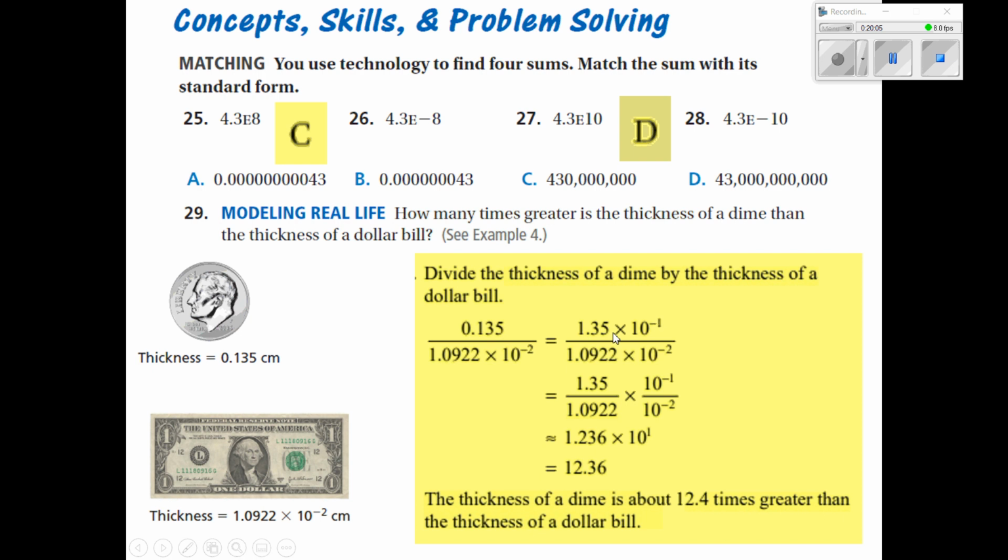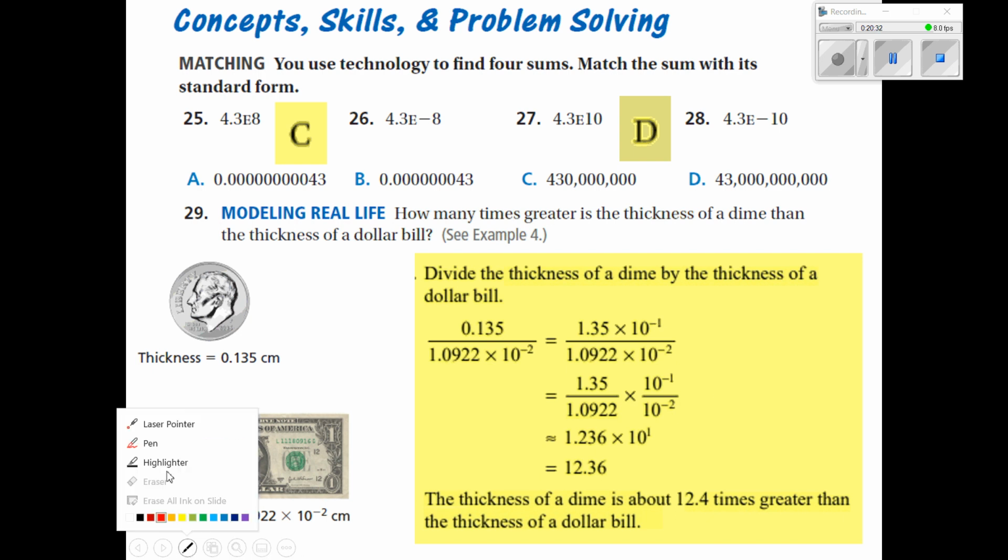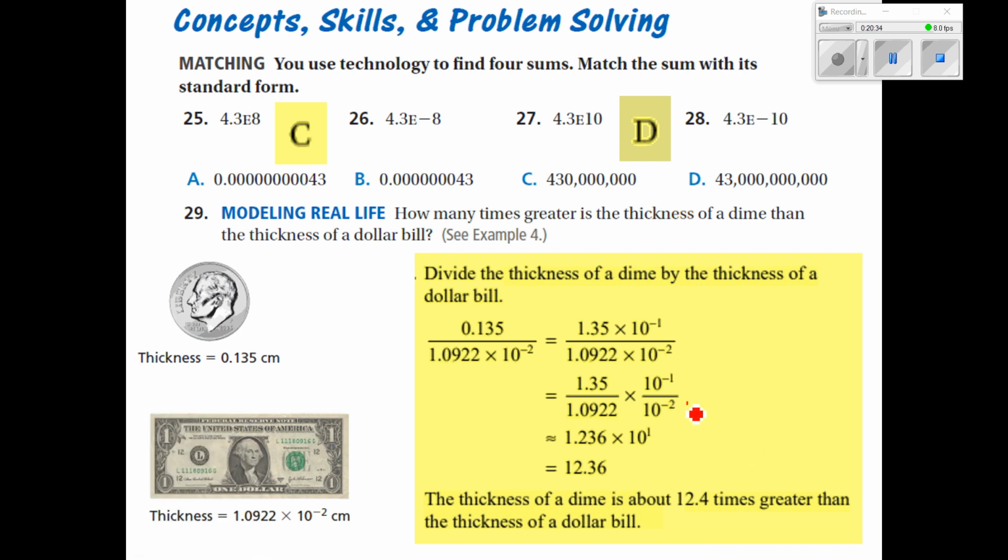We're going to be taking 1.35 and dividing it by 1.0922. That's going to give us 1.236. And then remember, we have to take the bigger negative exponent and move it up. When we do this, we're adding 2 here, which means we add 2 here.